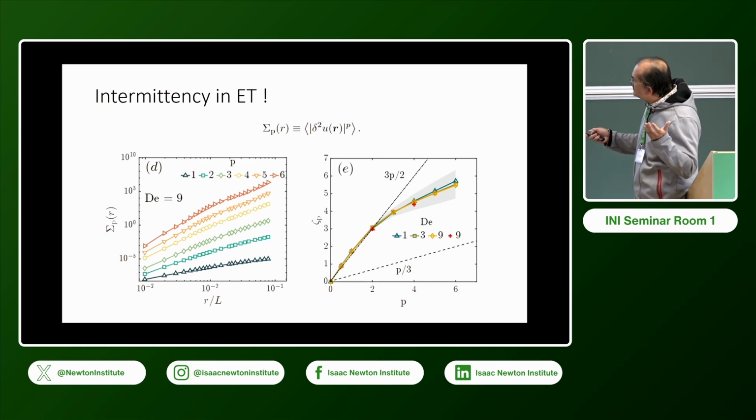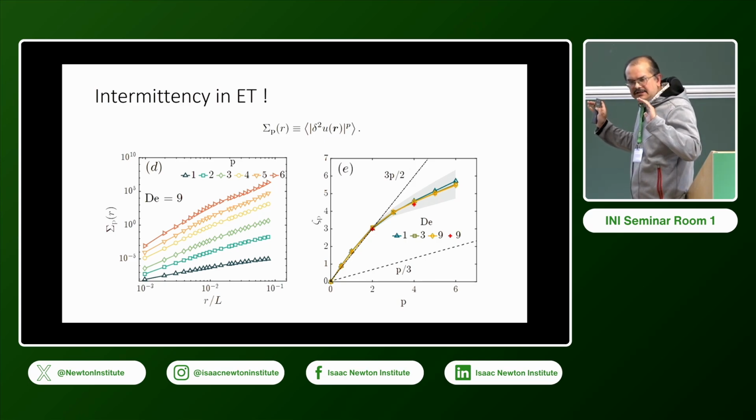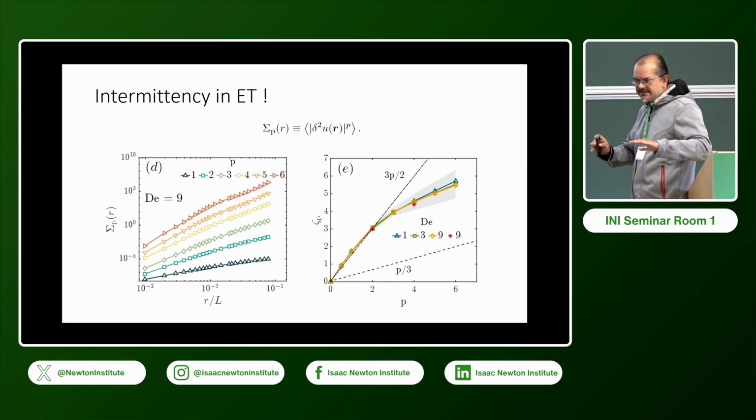You take this new set of zeta p's and plot them as a function of p, you get a completely different behavior. They are different from 3p/2, there are intermittency corrections. And these intermittency corrections and all the exponents are very different from p/3, and they essentially stay the same when we change the Deborah number. So the conclusion is that elastic turbulence also has intermittency, but this is a very different intermittency. It's smooth, so the intermittency manifests itself in the subleading term, and if you're trying to do a theory of that, it's going to be very, very difficult.